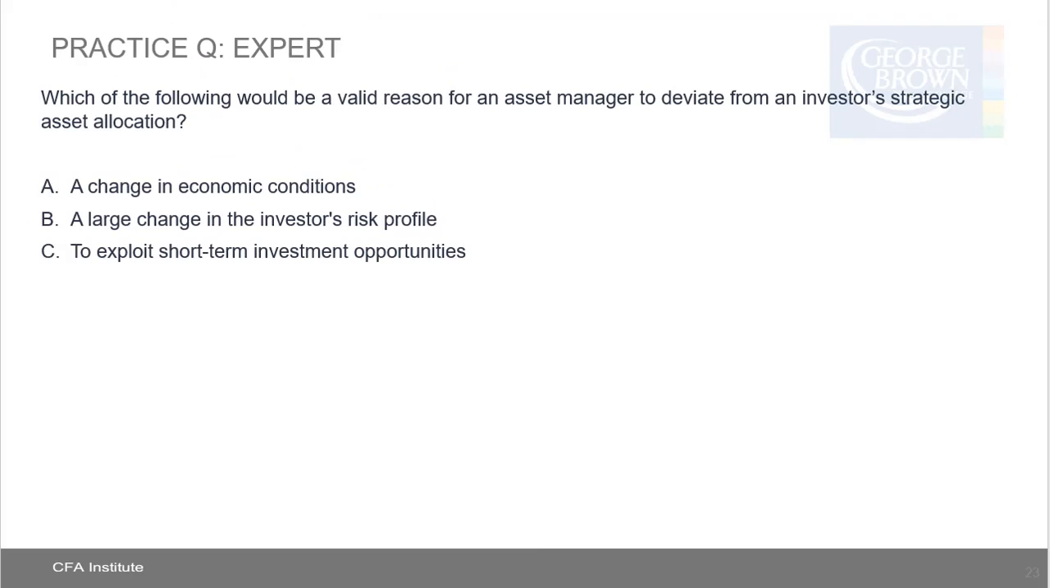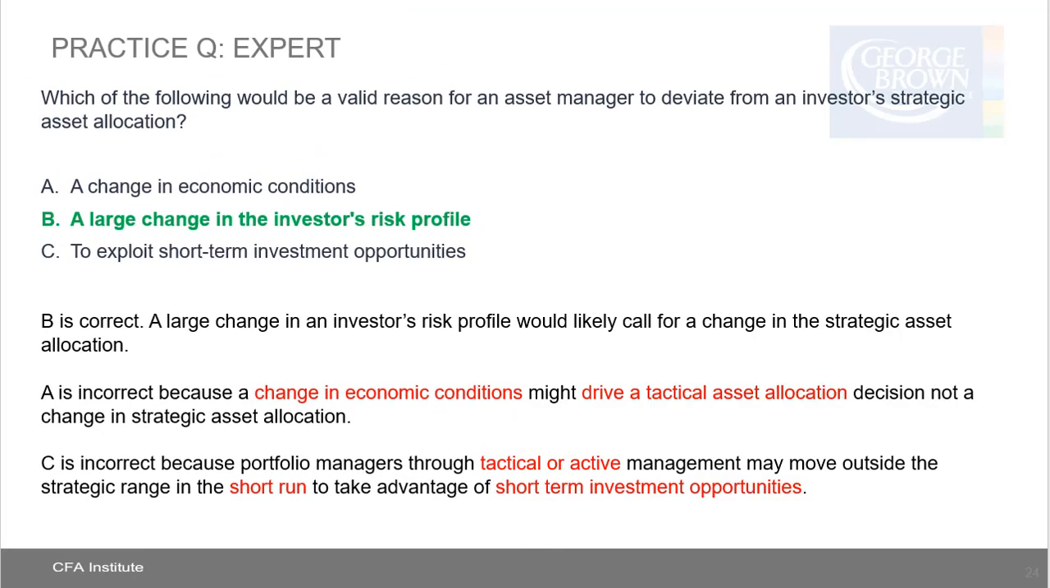A quick practice question that I like from the learning ecosystem expert level. The question is, which of the following would be a valid reason for an asset manager to deviate from an investor's strategic asset allocation? A, a change in economic conditions. B, a large change in the investor's risk profile. Or C, to exploit short-term investment opportunities? Good question. The correct answer is B. A large change in the investor's risk profile would be a valid reason for an asset manager to deviate from an investor's strategic asset allocation.